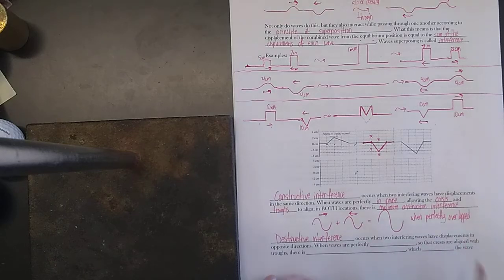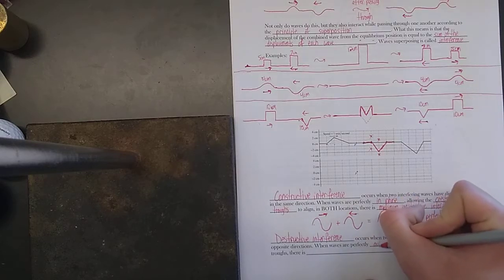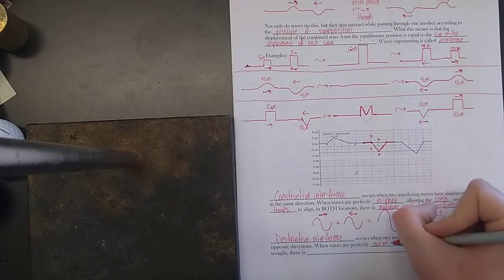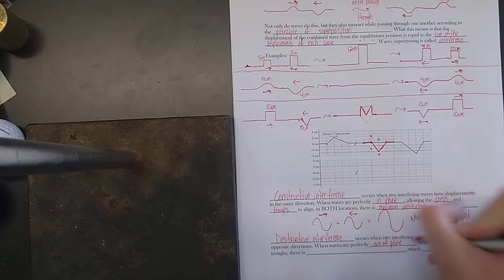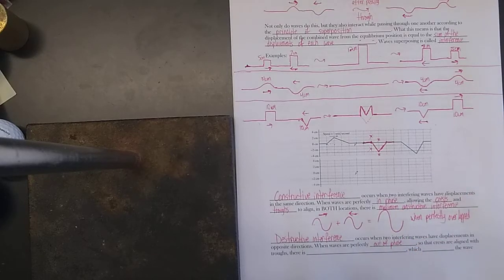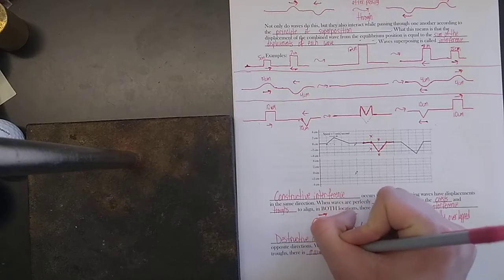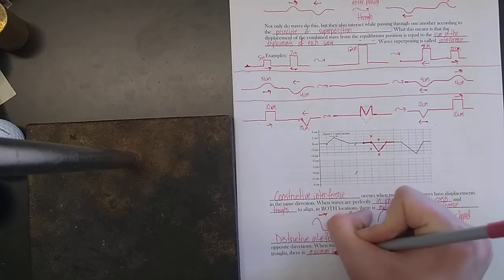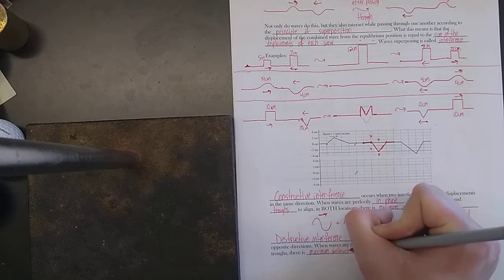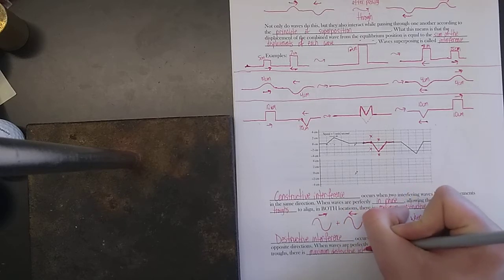When 2 interfering waves have displacements in opposite directions. When the waves are perfectly out of phase, 180 degrees, or in other words, separated by 1/2 wavelength, I should say, the crests are aligned with the troughs. There is what's known as maximum destructive interference.